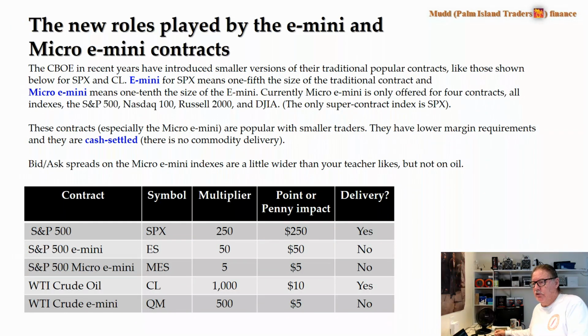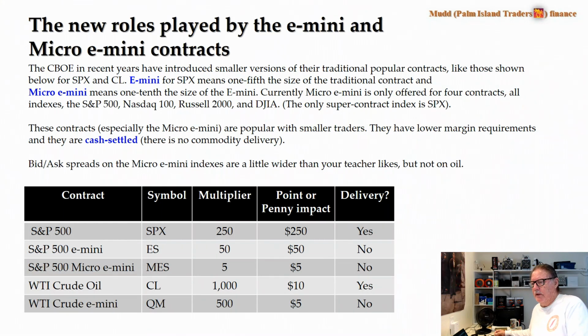These contracts, especially the MicroEmini, are popular with small traders for obvious reasons. The cash required to get started is lower because they have lower margin requirements, which we're going to talk about next, and they are cash settled, which is very important.